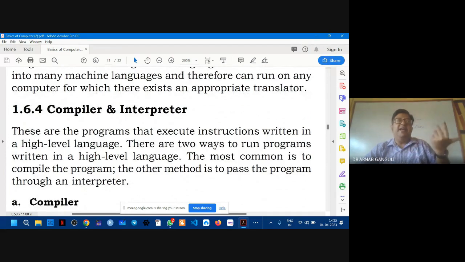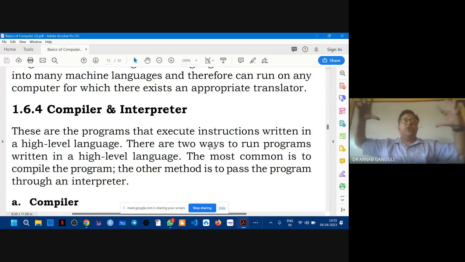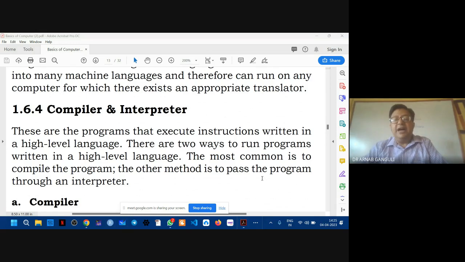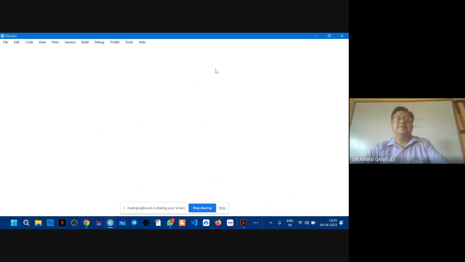Then you have compiler and interpreter. When you learn the C language, you will see that the compiler compiles all the commands together, your whole set of commands, like you're writing a particular command. For example, let's open any Visual script. Say let's open R. This is R. R is a high level language for using statistics.